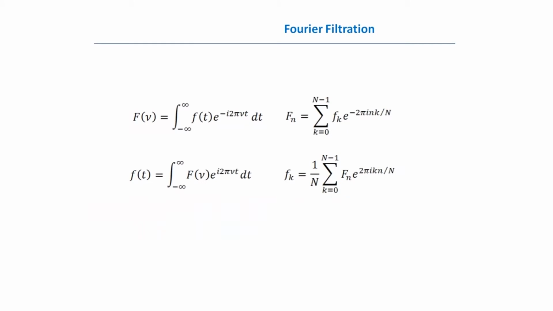Another way of filtration is filtration in the frequency domain. For this, we are using the Fourier filtration. On the left side, we have the well-known equations for the forward transform and inverse transform for an infinite function. But as we are dealing with discrete numbers, we use the discrete Fourier transform.